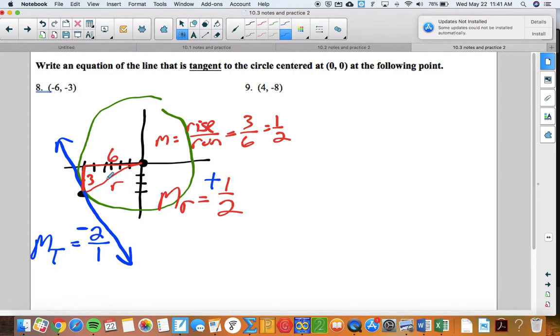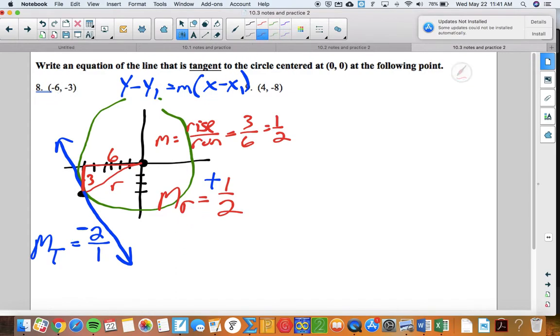Now I want an equation of this blue line. So we'd recommend using point slope form, but there's many ways you can do it, and I don't care how you do it as long as you show your work. So you plug in your y coordinate for y1, plug in your slope for m, plug in your x coordinate for x1, and then we work from there.